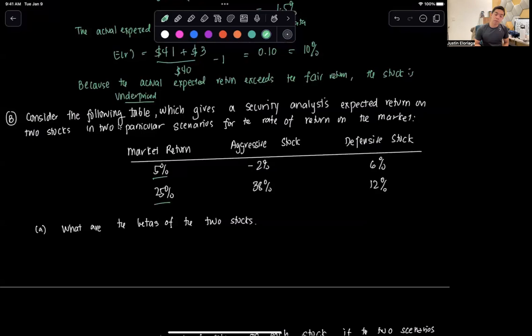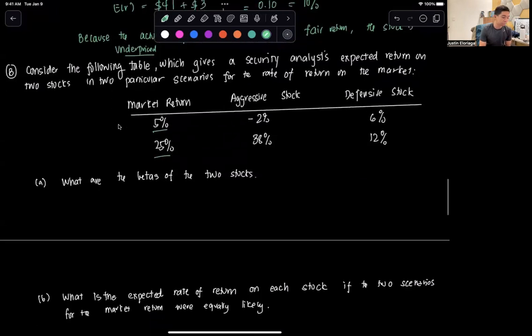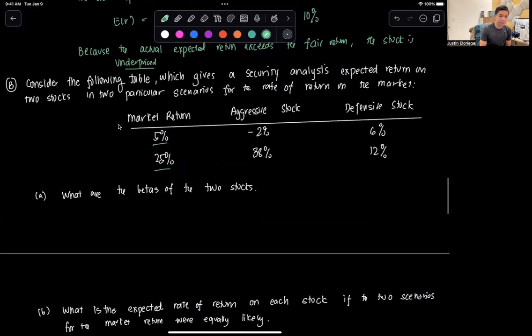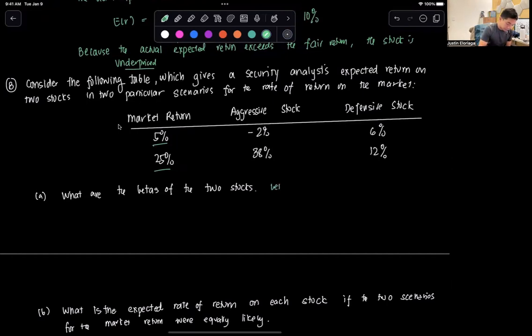Meanwhile, at the market return of 25%, the aggressive stock return will be 38%, and the defensive stock will be 12%. So the first thing we are asked is to calculate the beta for each of these two stocks. So let A be equal to the aggressive stock, and then D be the defensive.